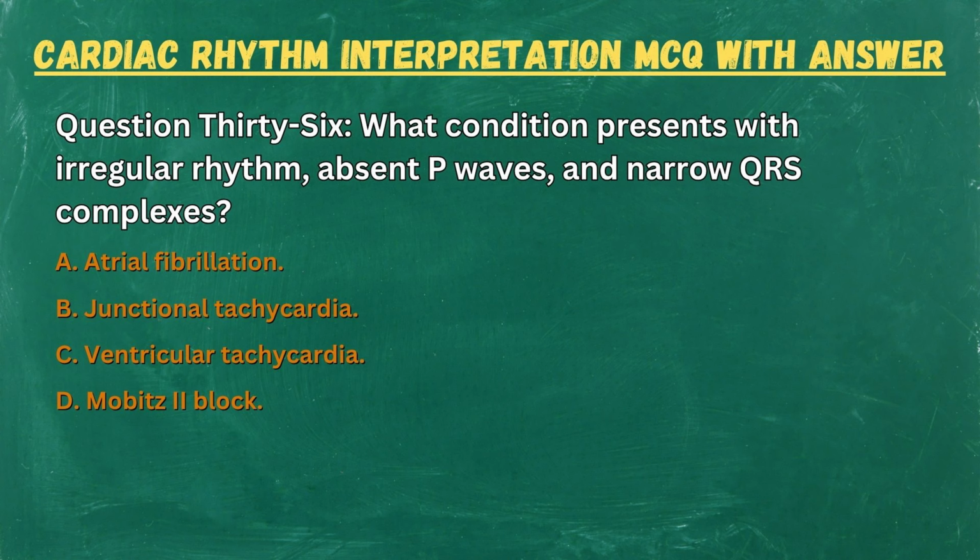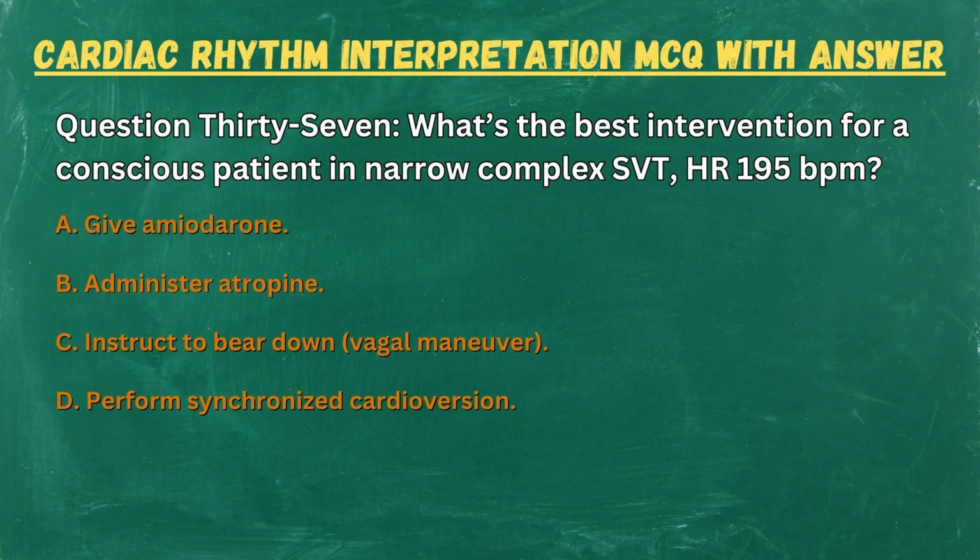Question 36. What condition presents with irregular rhythm, absent P waves, and narrow QRS complexes? A. Atrial fibrillation. B. Junctional tachycardia. C. Ventricular tachycardia. D. Mobitz 2 block. Answer: A. Atrial fibrillation.